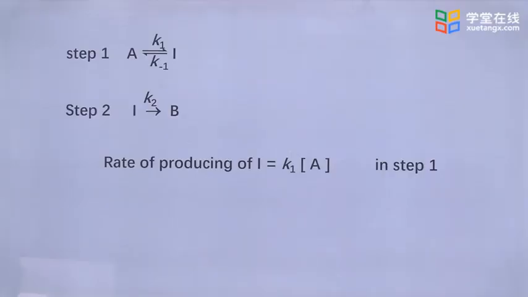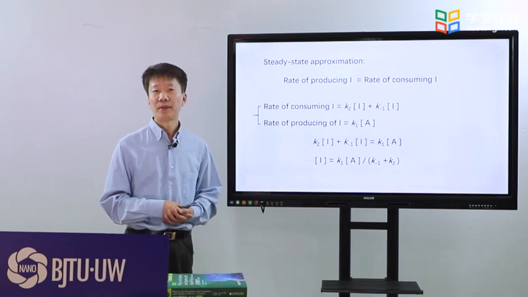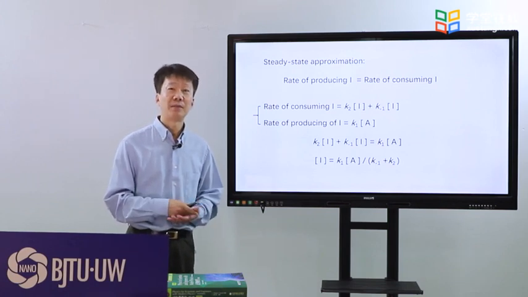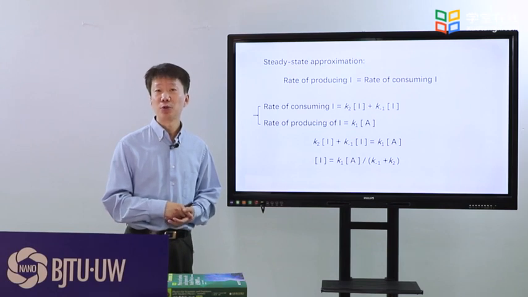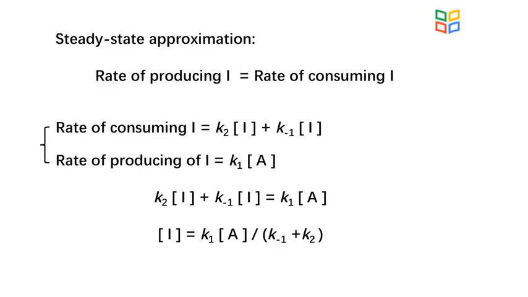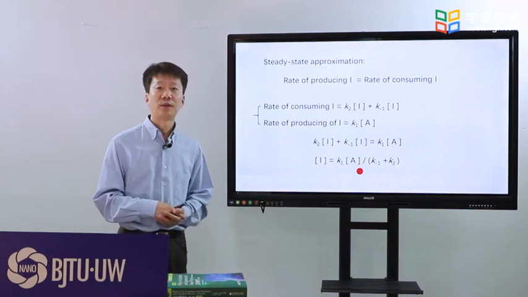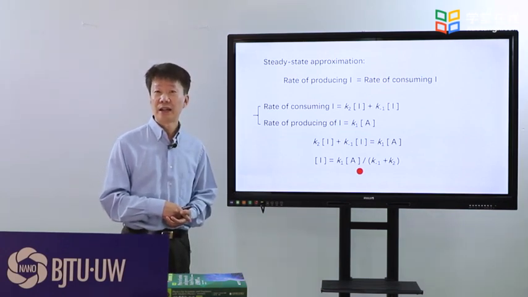Next, we write down the rate of producing I in step 1 as rate equals K1 times A. Here, we use an approximation to assume that the rate of producing an intermediate equals the rate of consuming an intermediate at a steady state. Using this approximation, we have K2 times I plus K minus 1 times I equals K1 times A. Then we have the expression for the intermediate as shown here.